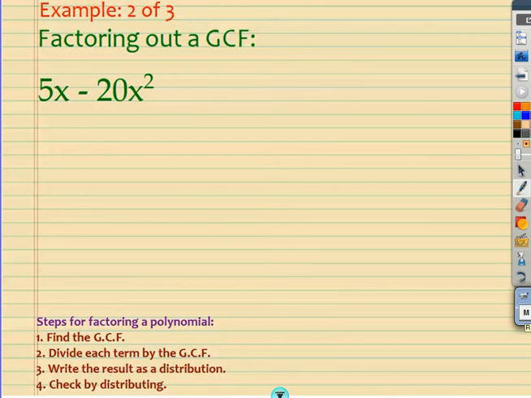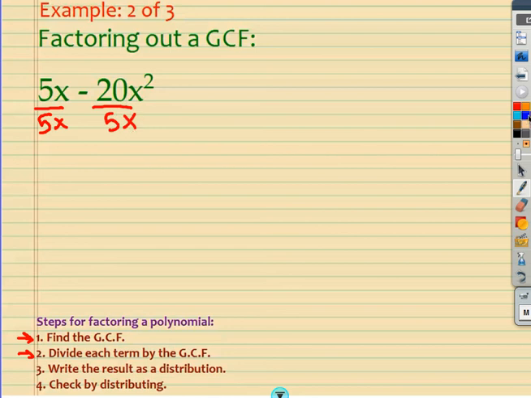Now let's look at factoring out the greatest common factor in a polynomial. I put the steps back in here so you can look back at your notes on the top of your page. You're going to first find the greatest common factor. The greatest common factor between the two is 5x. 5x can divide this one evenly, and can divide 20x squared evenly as well. We are going to now divide each term by the greatest common factor, 5x.